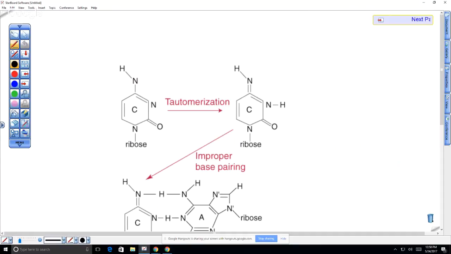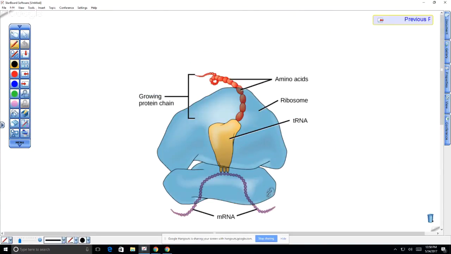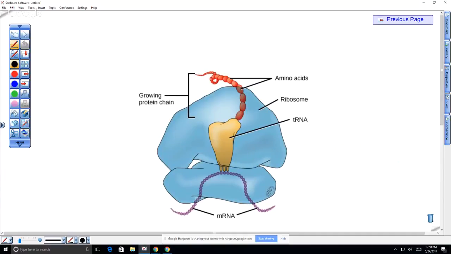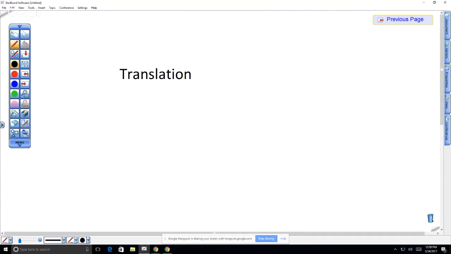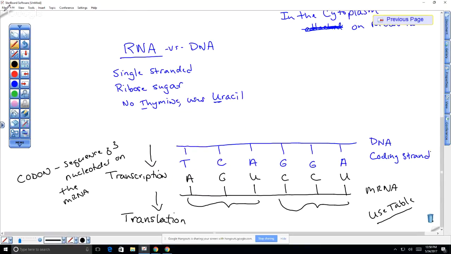Sorry. Where is it? I might have to look it up online. Forgot my table. It's embarrassing. Okay. So let me go and find a table. All you have to do is type in genetic code and you'll come up with all kinds of tables or charts.